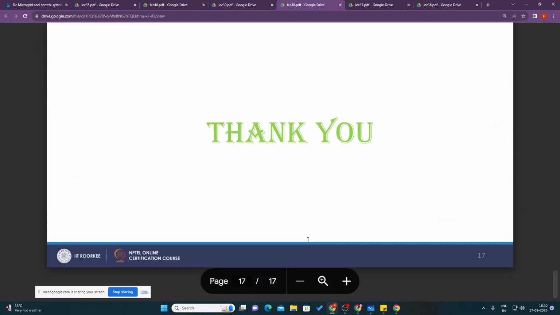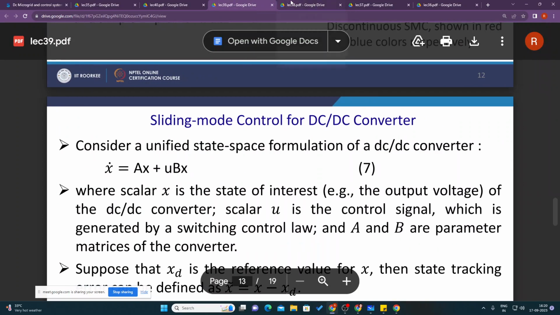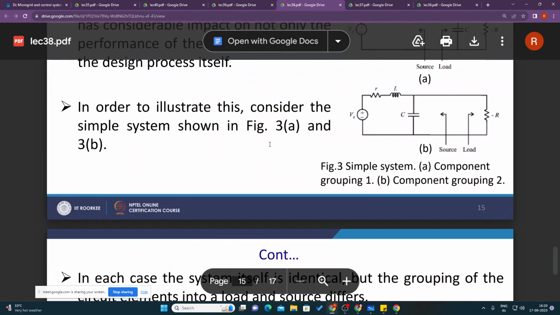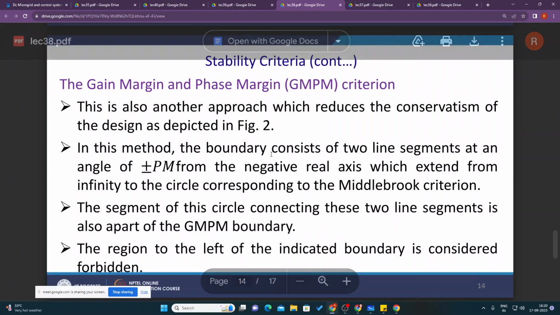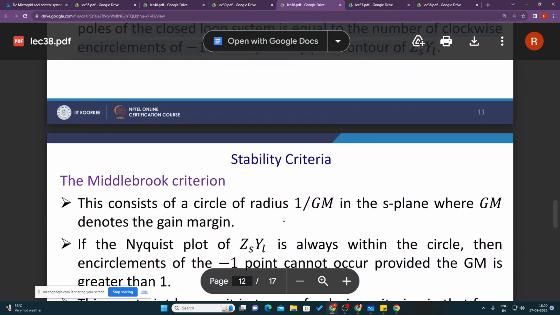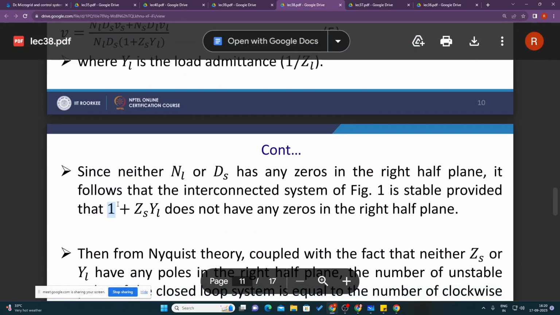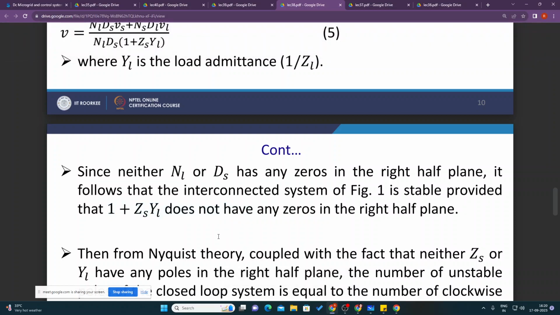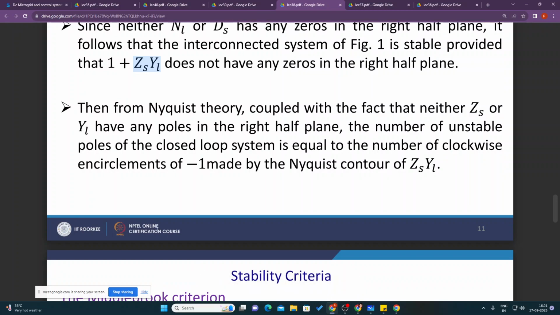So yeah, that's it. Sir, why do we need the Middlebrook criterion when Nyquist and Bode plots are there? How can you apply the Nyquist criterion? Because Middlebrook has made this expression: 1 plus ZS YL should be equal to 0, and now you are concentrating on ZS YL. This is now similar to the Nyquist criterion for stability.